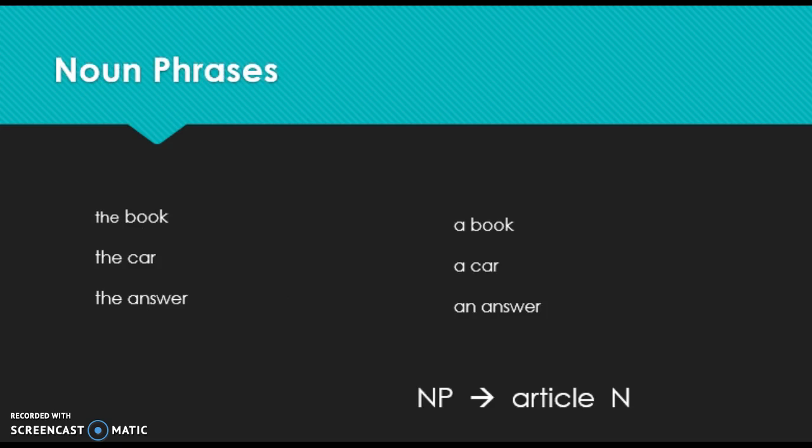Last time we had some noun phrases. We talked about noun phrases like the book, the car, and a book, a car, an answer. And we might say that noun phrases can be made up of an article and noun. This is how linguists talk about this, right? NP is the abbreviation for noun phrase. The arrow means can be made up of. And here we're just including the type of determiner called an article, and N stands for noun.